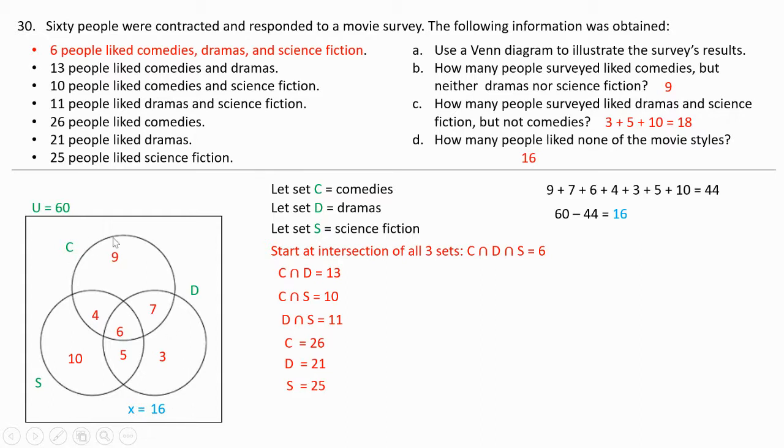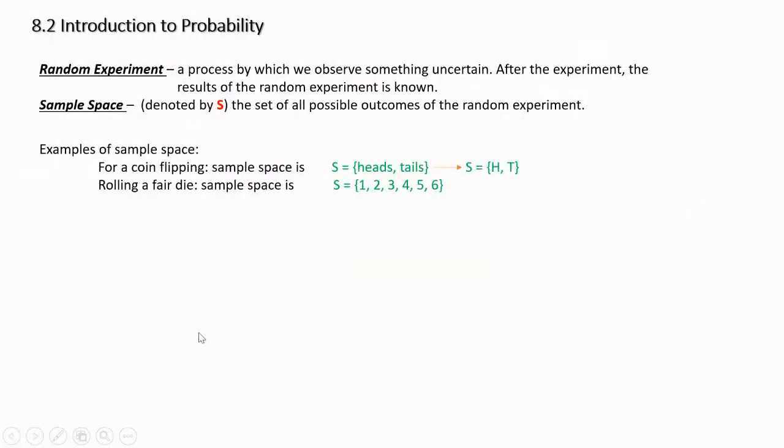So it's always good to draw yourself a Venn diagram, because it's easier, since most of us are visual. Doing a Venn diagram will assist you in understanding what they're asking for. Hey guys, now comes 8.2, which is probabilities.